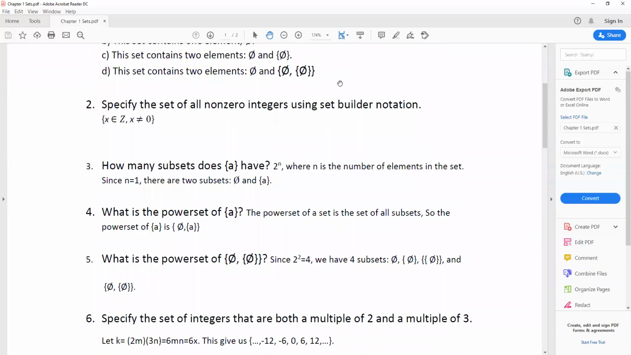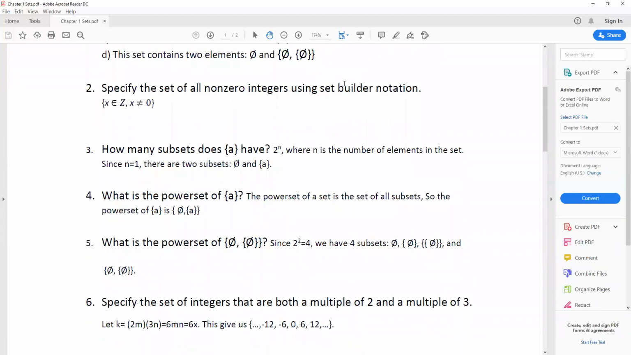Number 3, how many subsets does the set containing A have? If you want to know the number of subsets, the number of subsets is always going to be 2 raised to the power of n, where n is the number of elements in the set. This particular set only has one element, and 2 to the power of 1 is 2. We know we have 2 subsets, therefore, and those would be the empty set and the set itself. Remember, the empty set is always going to be a subset of any set.